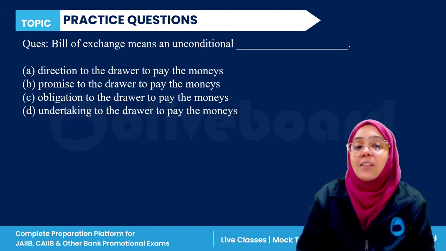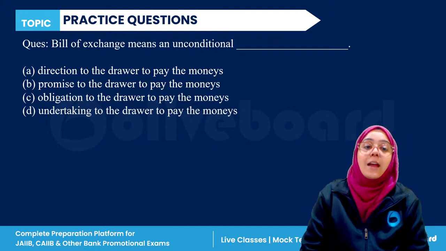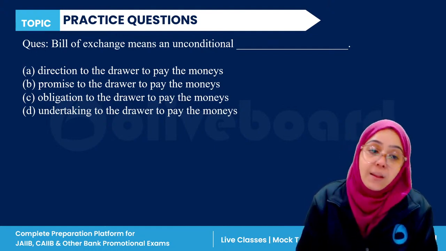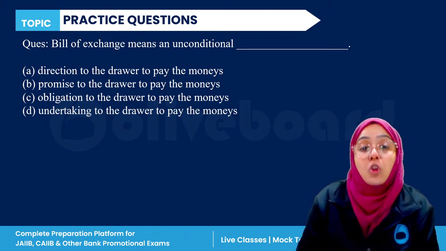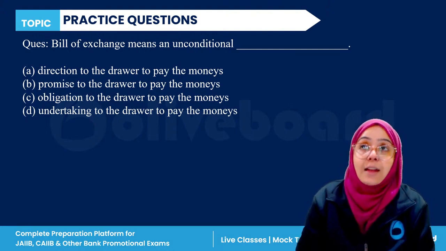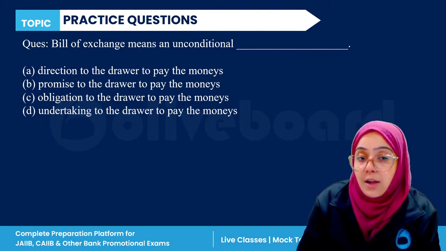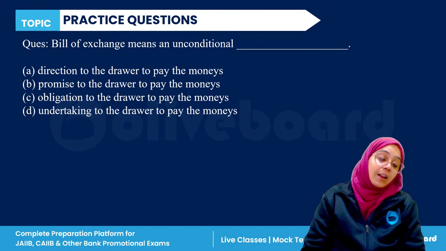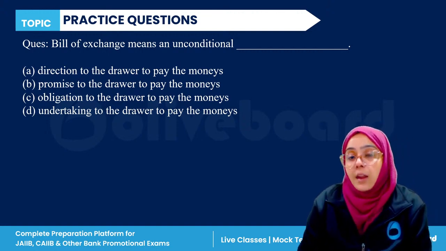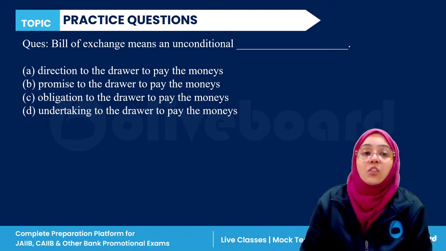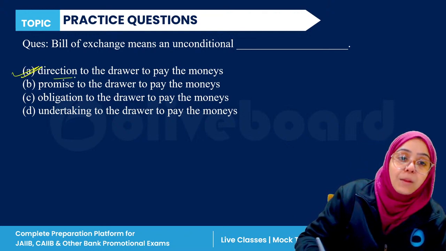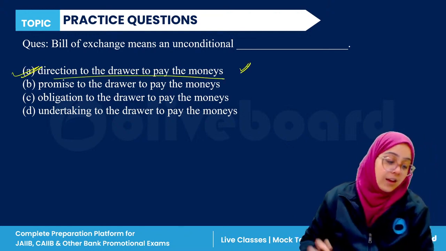Next question. Bill of exchange means an unconditional direction to the drawer to pay the money, promise to the drawer to pay the money, obligation to the drawer to pay the money, or undertaking to the drawer to pay the money. What is the correct word used for the bill of exchange? Bill of exchange means an unconditional direction to the drawer to pay the money. So, A is the correct answer here.